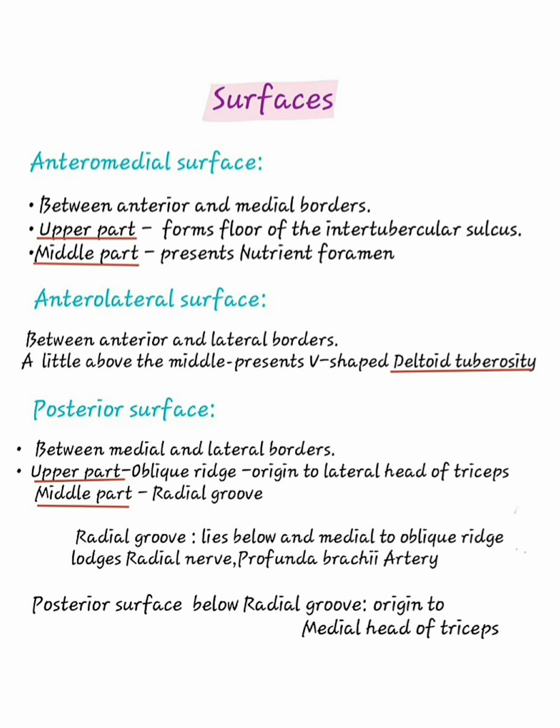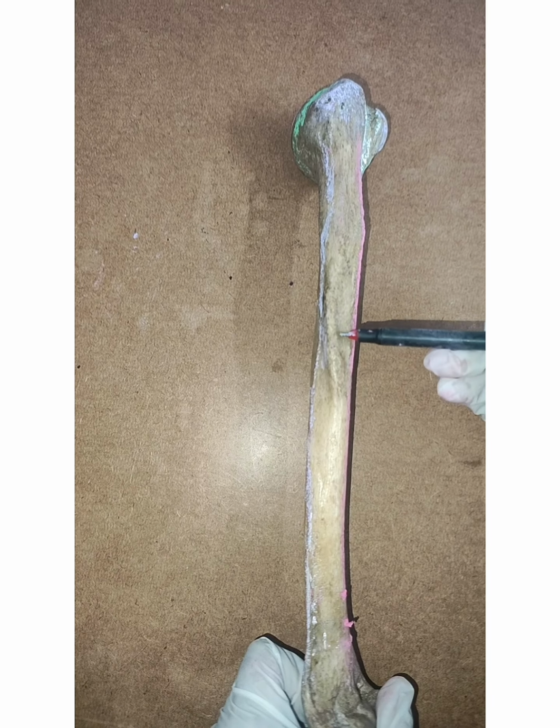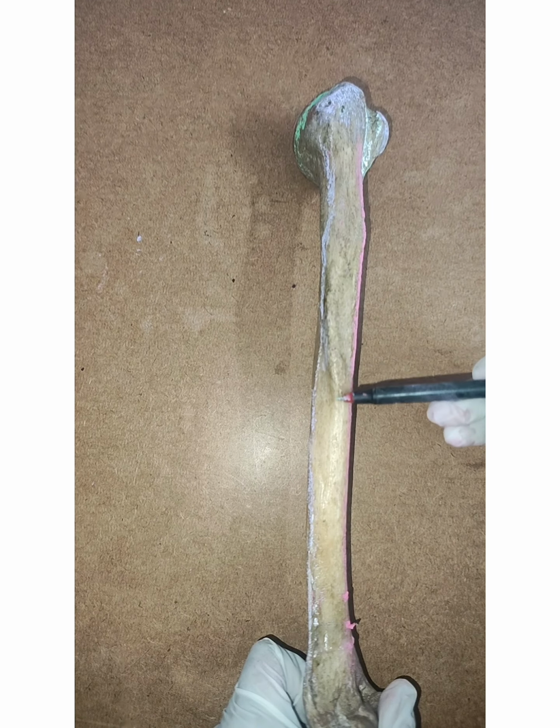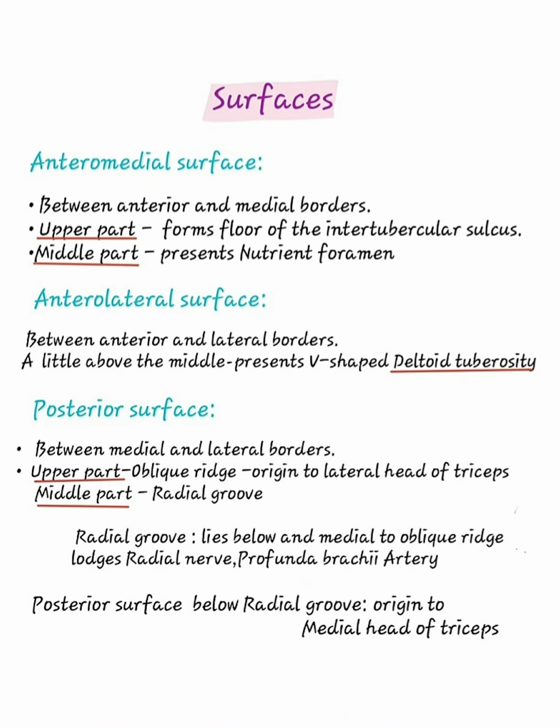Anterolateral surface: a little above the middle, it presents the V-shaped deltoid tuberosity. Deltoid inserts on the deltoid tuberosity. Posterior surface: it lies between the medial and lateral borders.